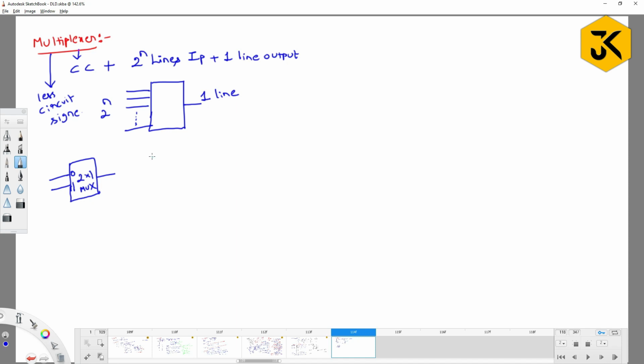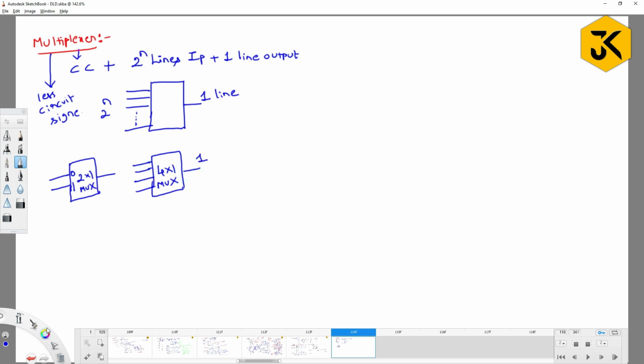Basically, if you take one more kind of multiplexer, a 4 by 1 multiplexer, what is the meaning of this? It is going to be a 2 square by 1 MUX. 2 square means what? 4 inputs are there, and one line as output.